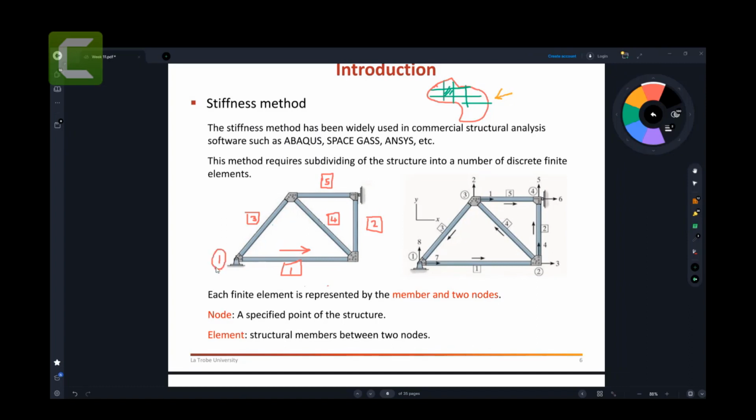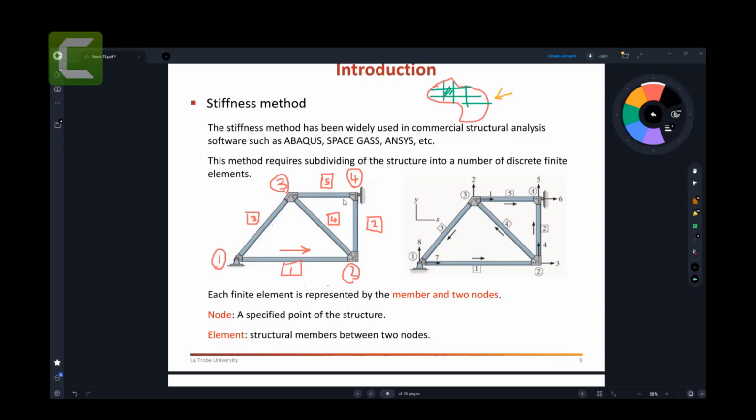Number 1, number 2, number 3, and number 4. Now, the number with the round represents a node number. Number with the round representing the node numbering. So that is node number 1, like you can say joint. But in the stiffness method, the vocabulary that we use is a node. So node number 1, node number 2, node number 3, node number 4.